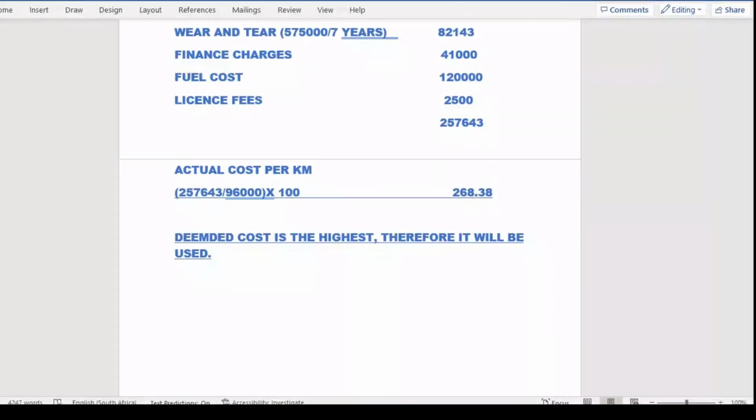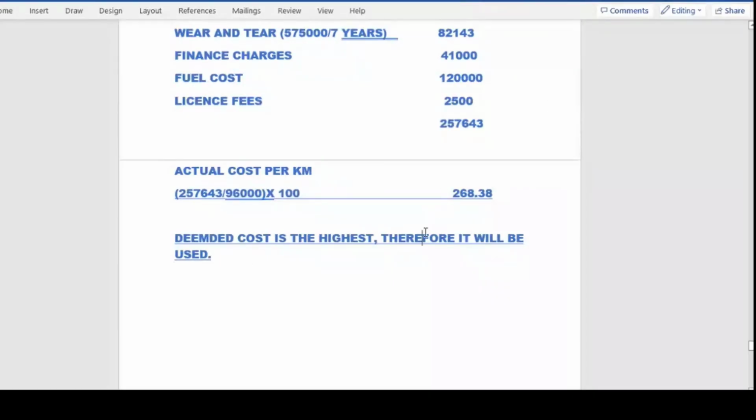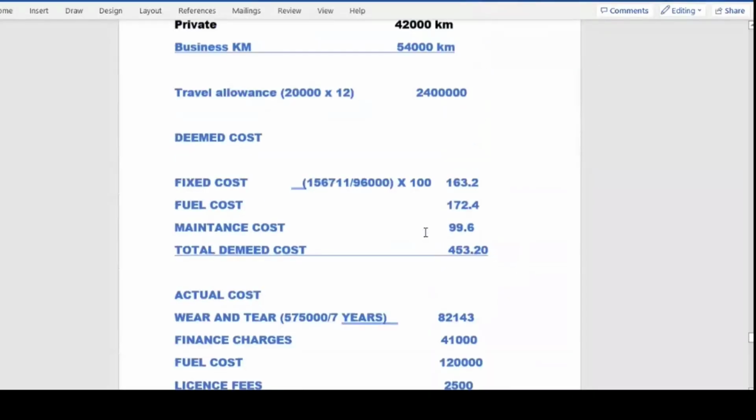Right, let's go further to complete our question. We're now going to look at the calculation of the travel allowance, which is 240,000 rand, and then we're going to less the business use, 54,000 kilometers, multiplied by, right? I think this must be divided by 100. So 435.2 divided by 100 is 4.35 rand. But let's go back to the travel allowance itself.